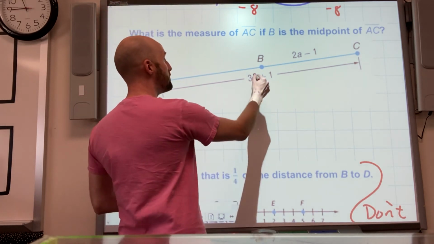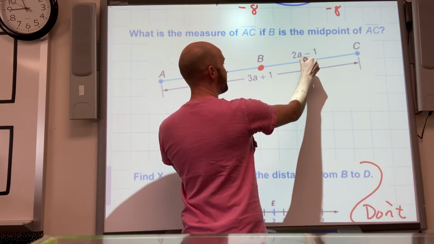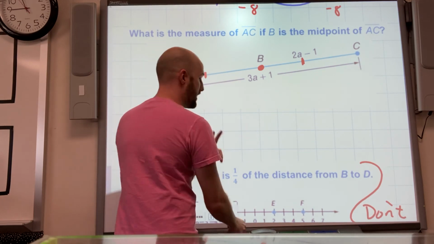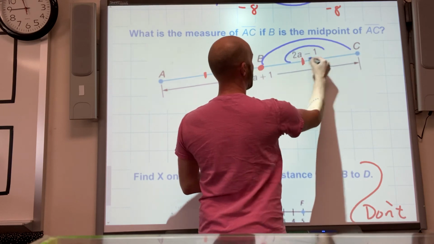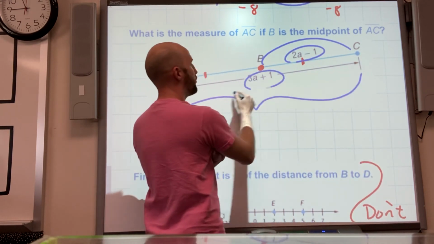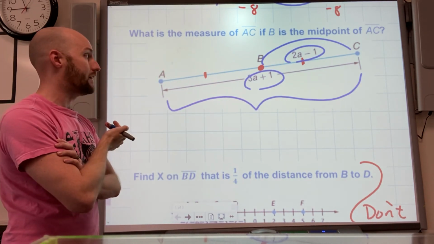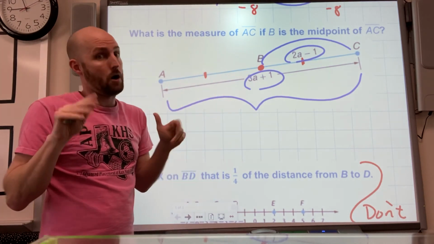So they're telling me B is the exact midpoint, which means that this distance here is the same as this distance over here. And they've labeled two things for me. They've told me how far this is, it's 2a minus 1. And they've told me how far the whole thing is, 3a plus 1. And I need an equation that's going to help me solve that. And here, I'm not just going to set them equal and hope for the best. That's not how we geometry.